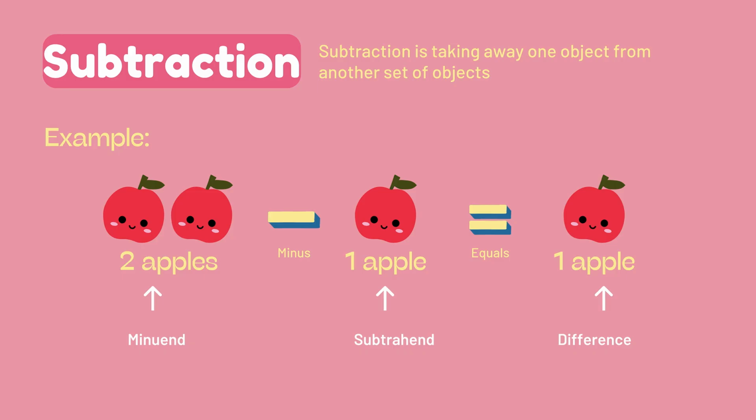2 apples is called the minuend. 1 apple is called the subtrahend. And the answer, which is 1 apple, is called the difference.